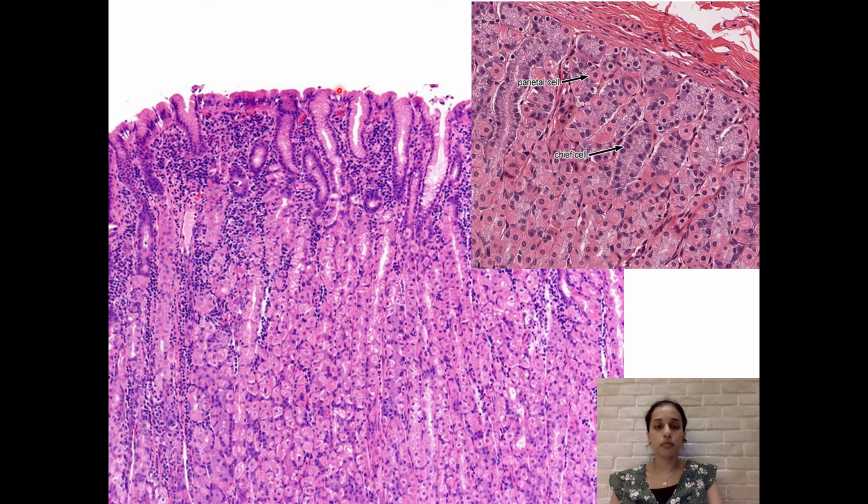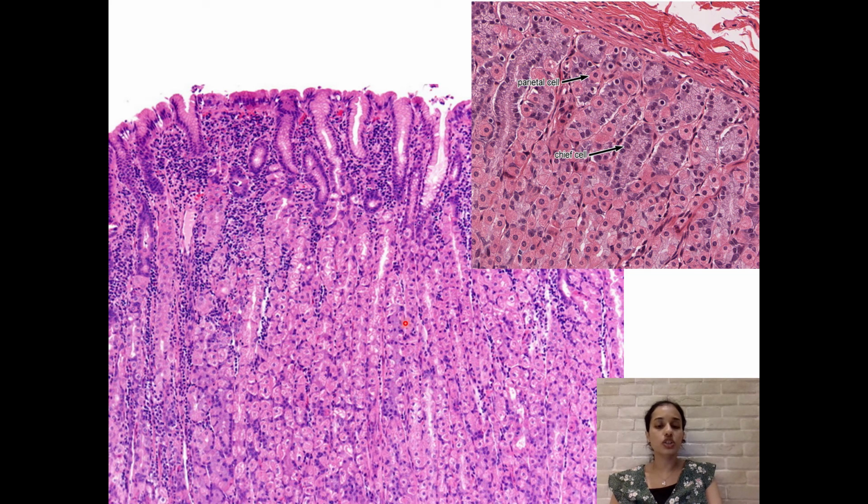This is simple columnar epithelium, which invaginates here. This forms the gastric pit. So, as an example, this is the gastric pit, which is shorter when compared to the gastric gland. It is around a 1:2 ratio. And you can see a variety of cells over here.